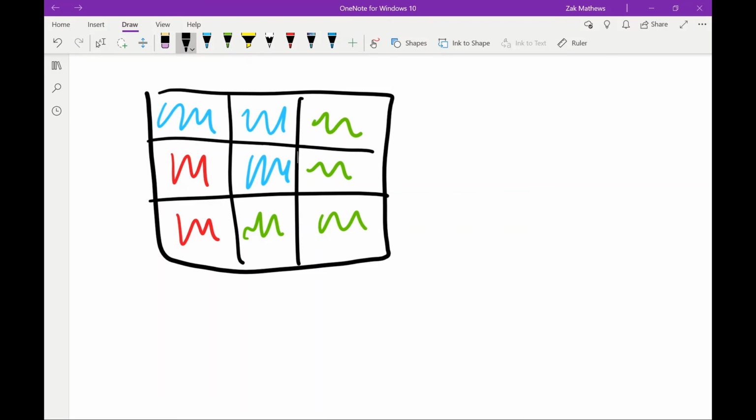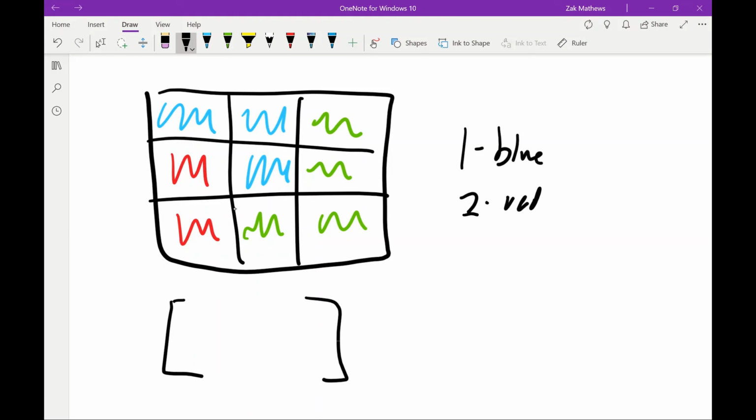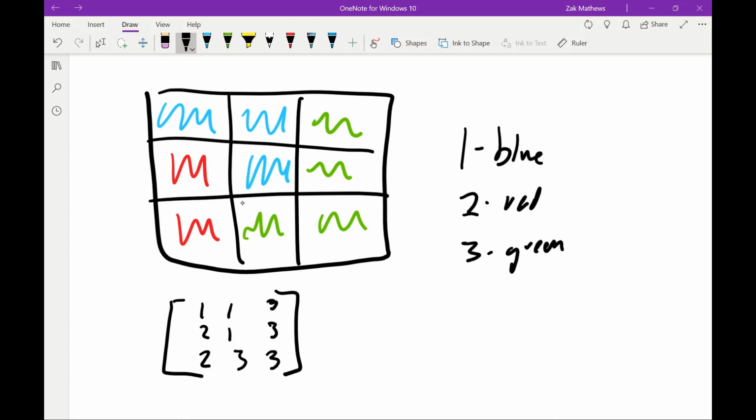If I wanted to turn this into a matrix, that would be quite simple. Let's just assign numbers to colors. Let's say that 1 represents blue, 2 represents red, and 3 represents green. Well, clearly this is a 3 by 3 matrix. My blues were here, here, and here. My red was here and here. And my green was here, here, here, and here. And we have just turned this image into a matrix.